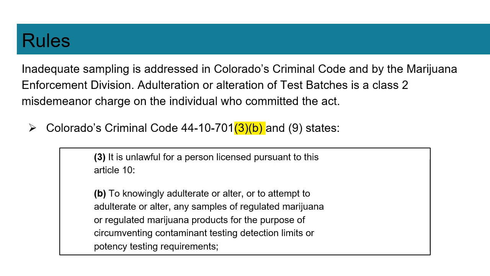44-10-701 3B and 9 states, "It is unlawful for a person licensed pursuant to this Article 10 to knowingly adulterate or alter or attempt to adulterate or alter any samples of regulated marijuana or regulated marijuana products for the purpose of circumventing contaminant testing detection limits or potency testing requirements."